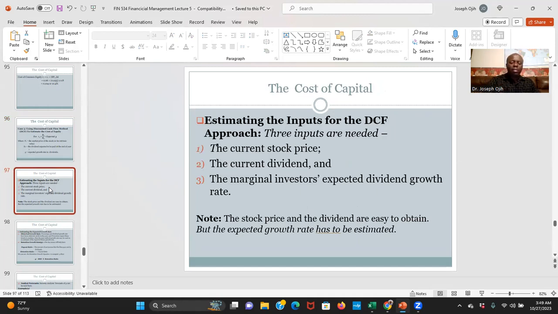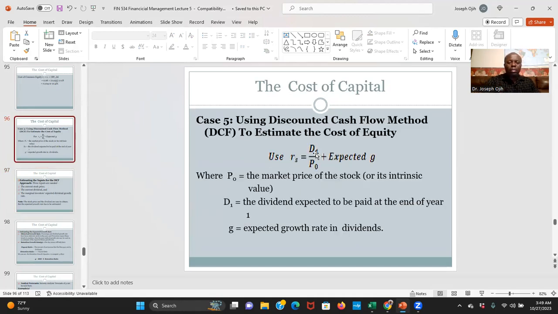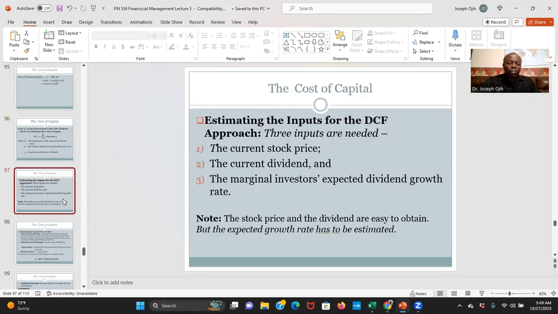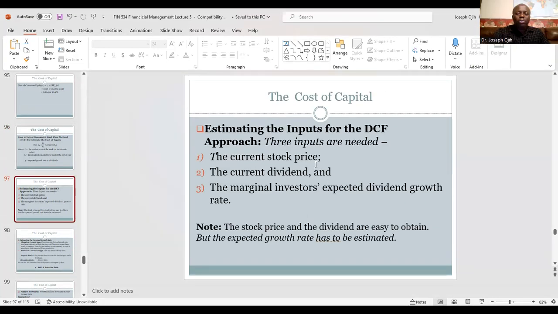So let's see how we can estimate all these inputs: the expected dividend D1, P0, which is the market price of the stock, and of course the expected growth rate of dividends. How do we get these inputs that we use in the formula to find the cost of common equity? I'm going to show you in a minute. Usually it is easier to get some of the inputs, but not others.